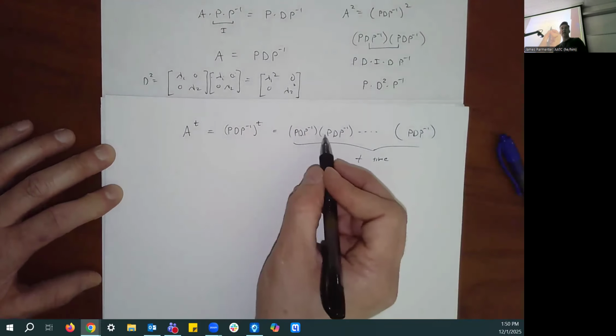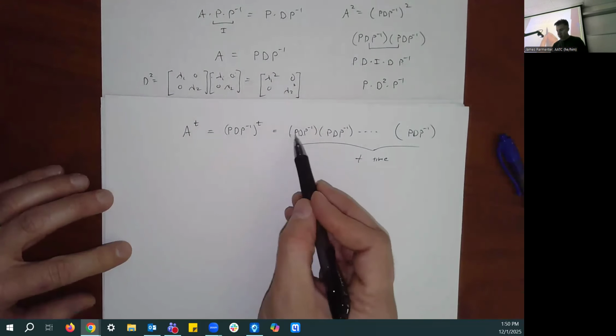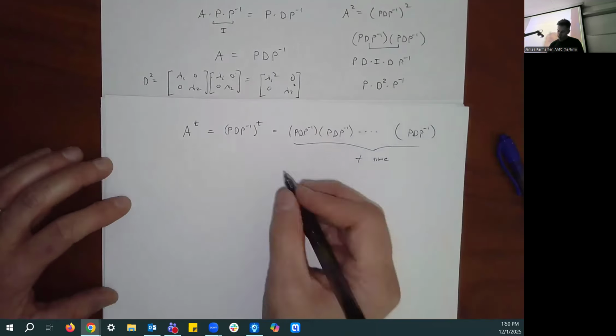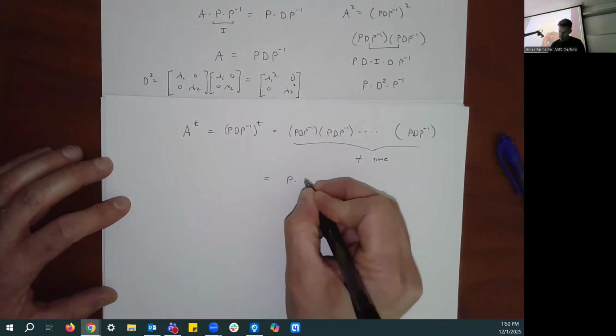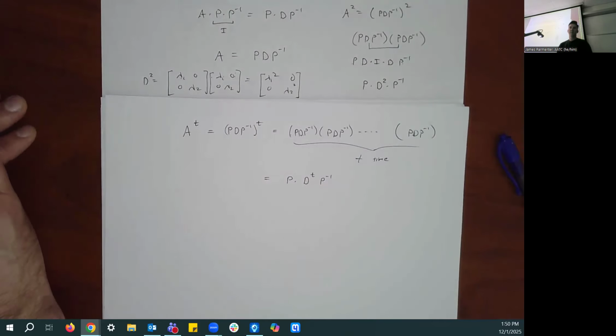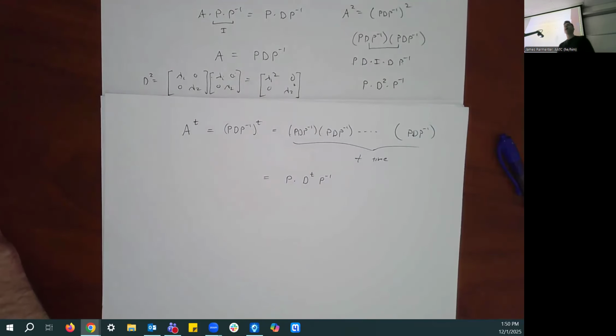Every P inverse times P in the middle is going to become the identity, which means its multiplication is kind of not essential. And you just get P times D times D times D times D times D times D times P inverse. Or in other words, you get P times D to the power of t times P inverse. Meaning it's really, really easy to calculate A to some high power. Not really, really easy. Relatively, comparatively easier than trying to do it with just your original matrix A, not transformed this way.